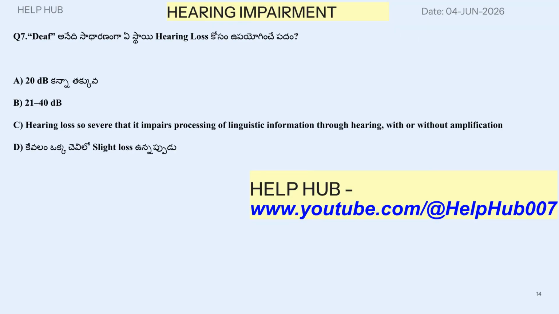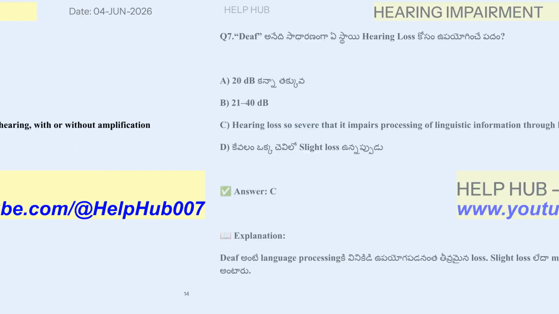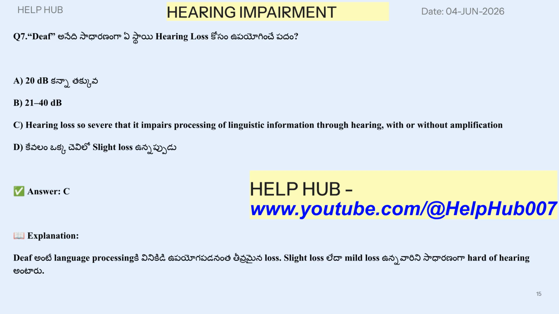Question 7. The term deaf is generally used for which level of hearing loss? The answer is C, hearing loss so severe that it impairs processing of linguistic information through hearing, with or without amplification. Slight or mild loss is usually referred to as, quote, hard of hearing.